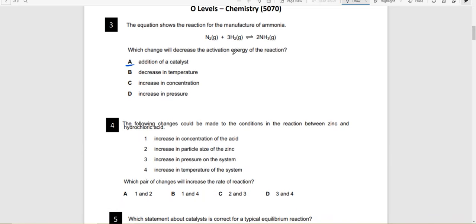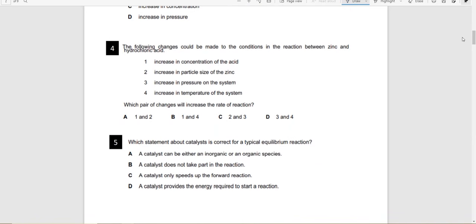Catalyst reduces the activation energy of a reaction and increases its rate. The following changes could be made to the conditions in the reaction between zinc and HCl. Which pair of changes will increase rate of reaction? So if you increase the concentration, it is going to increase the rate of reaction.